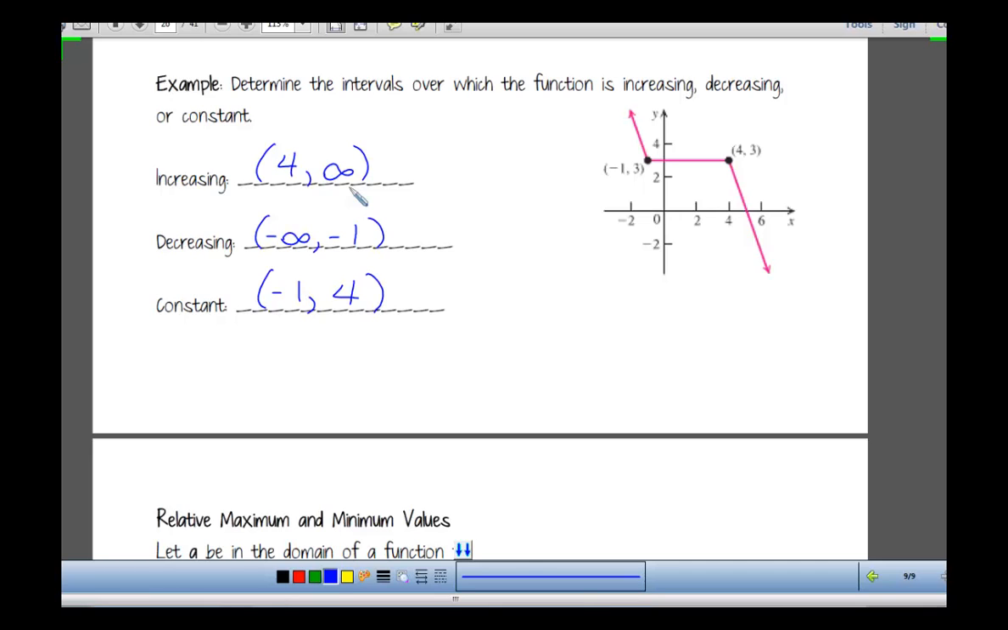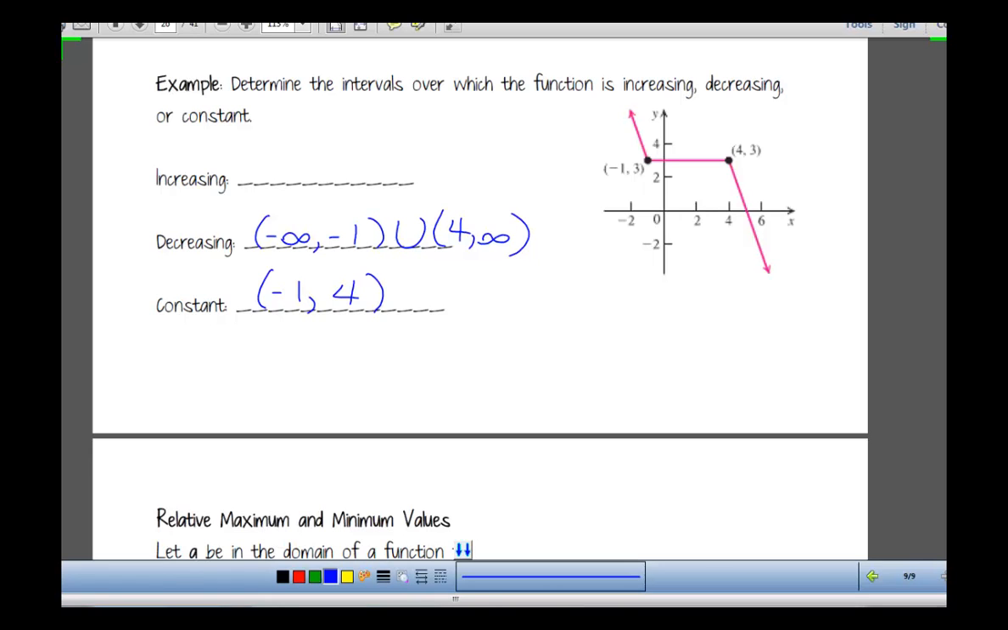No, 4 to, oh yes, they are both decreasing. I'm sorry, I put it on increasing. Let me move that. Very good. Oh, because we read it from left to right. So we want to be consistent in that. So when we look at this from left to right, it's doing what? Decreasing. Okay, other questions?